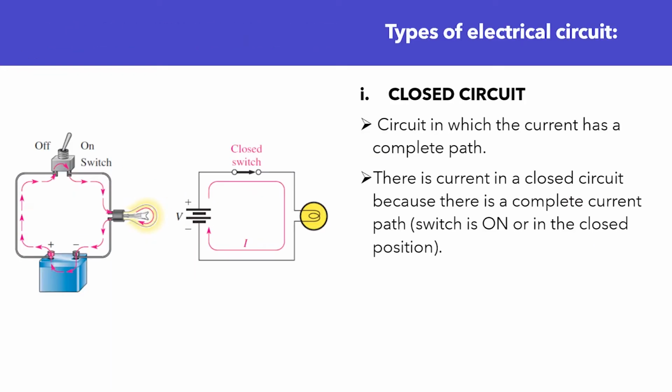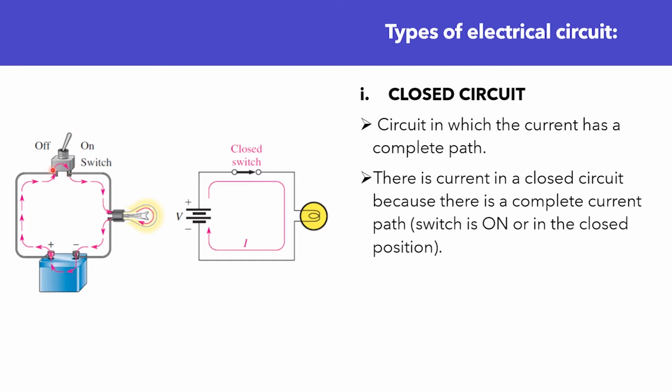Okay. Basically, there are two types of electrical circuit. First, closed circuit. A circuit in which the current has a complete path. There is current in a closed circuit because there is a complete current path when the switch is on or in the closed position. Okay, let's see this simple electrical circuit. We have the source, we have the load, here we have the control.